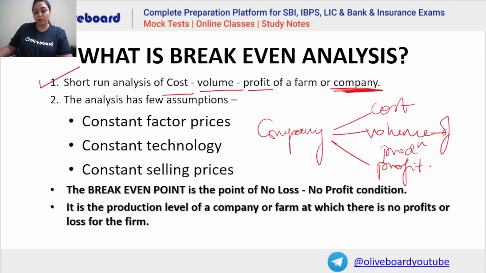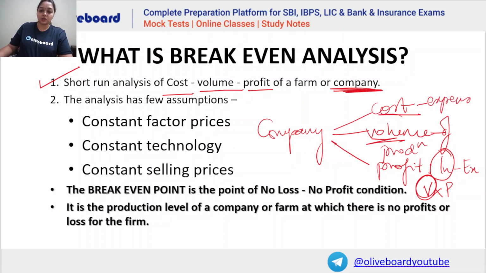So what is the formula for profit? Income minus expenditure, right? So how will you calculate income? It is volume produced into price of the commodity, right? So again, can you see profit is dependent on volume of production, and volume of production itself is also under the analysis, and cost is nothing but expenditure, expenses.